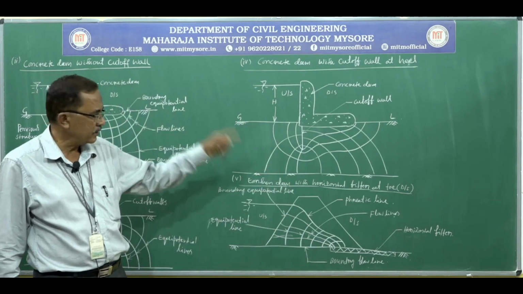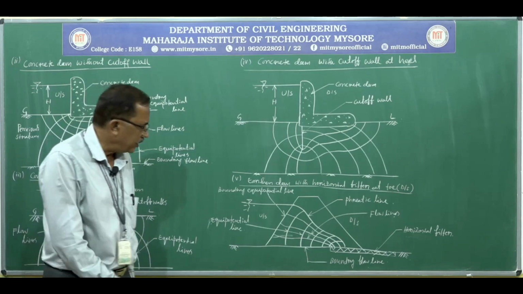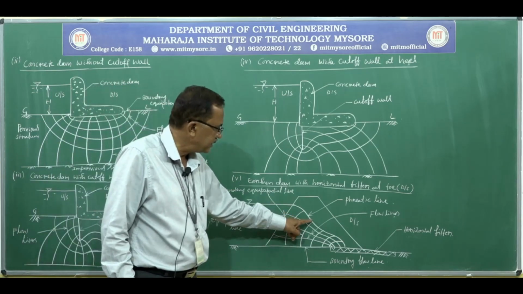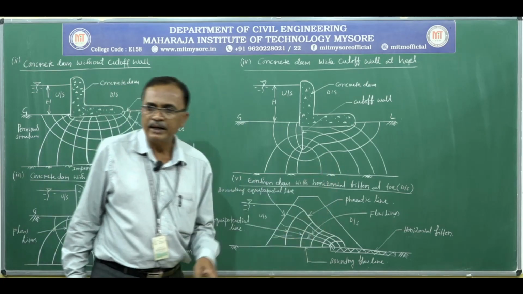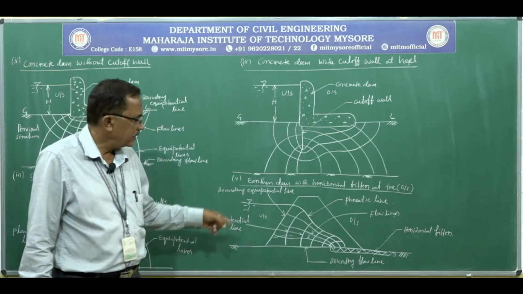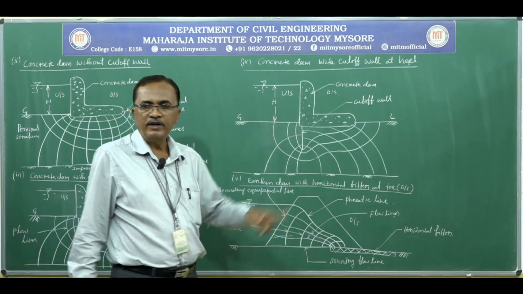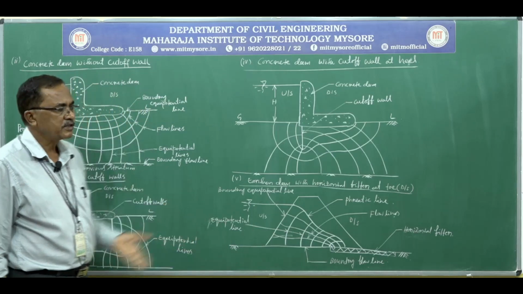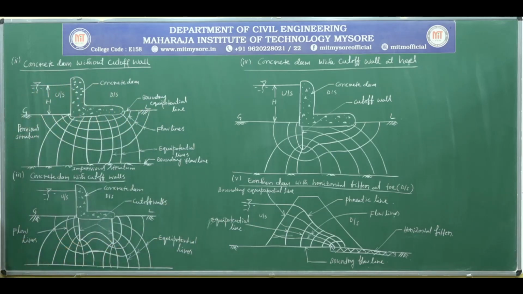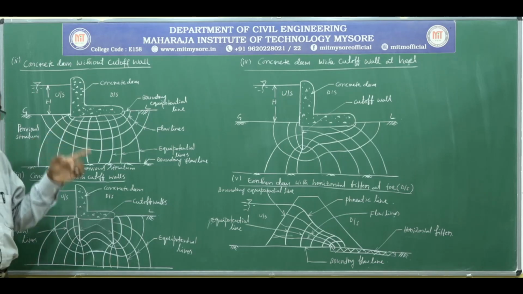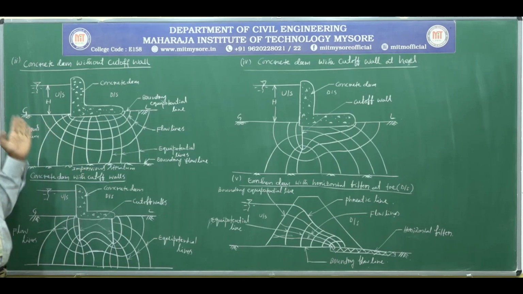In this one, again, there are some more things to be added here. We will take up in the next topic how to locate this topmost line, which is called the phreatic line, in the case of an earthen dam with horizontal filter at the downstream side and without horizontal filter at the downstream side.